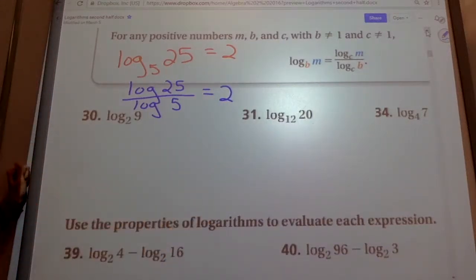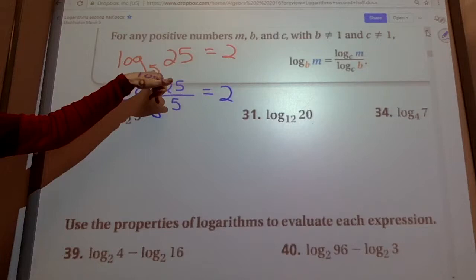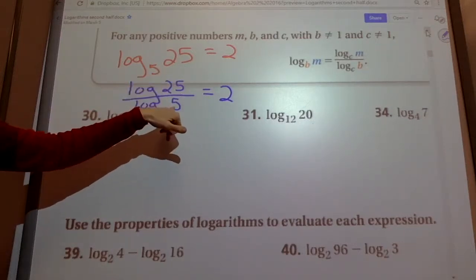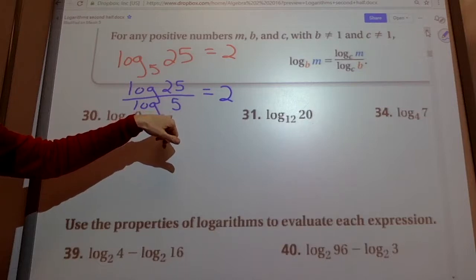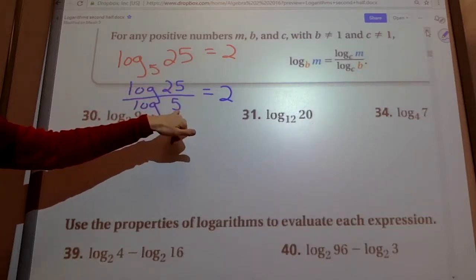Make sure you don't mess up the order. I tell kids the base of the log always goes in the basement of the fraction. So you don't mess up the order. Okay, that base has to go on the bottom.